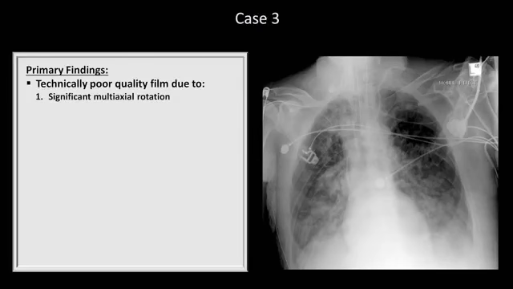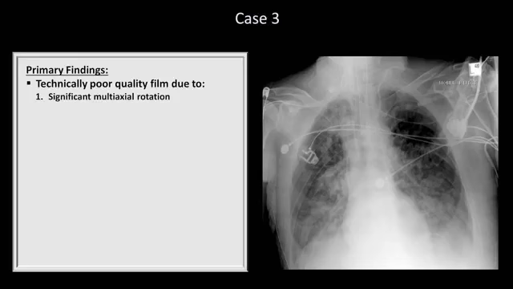He's rotated with his right side lower than his left, which is generally a non-issue. However, if you look at how the spinous processes in the cervical spine relate to the clavicular heads, you can see how the spinous processes are much closer to the left clavicle, which means the left shoulder is rotated forward relative to the right.